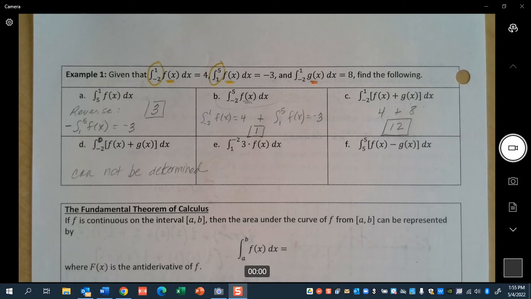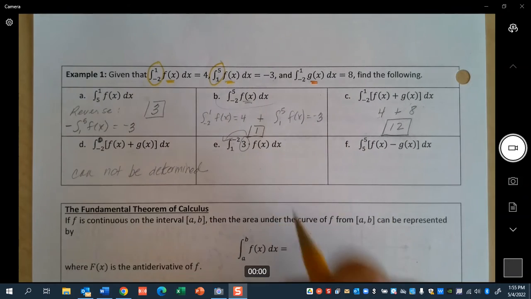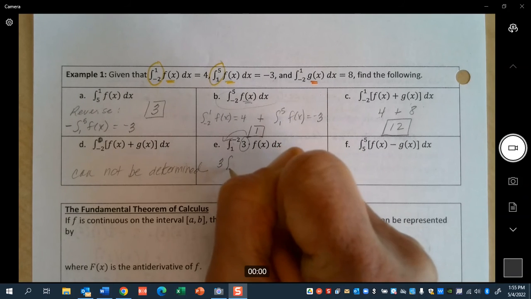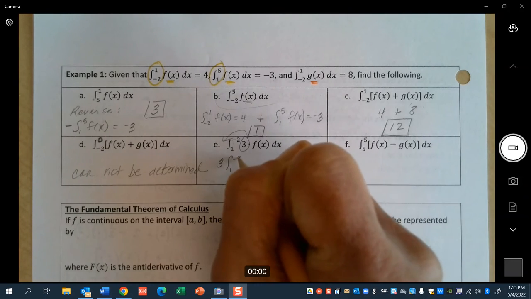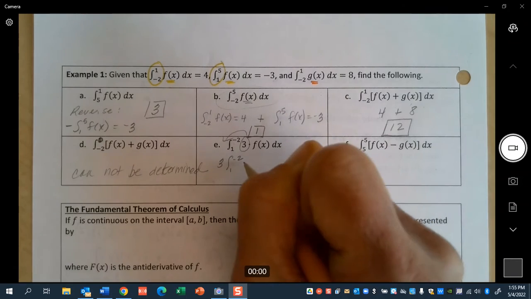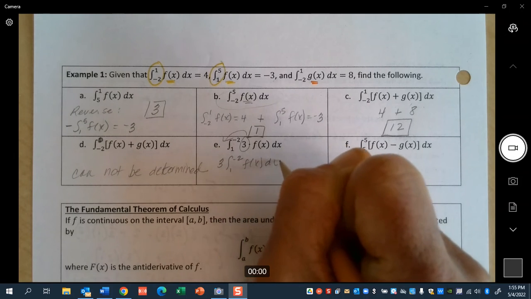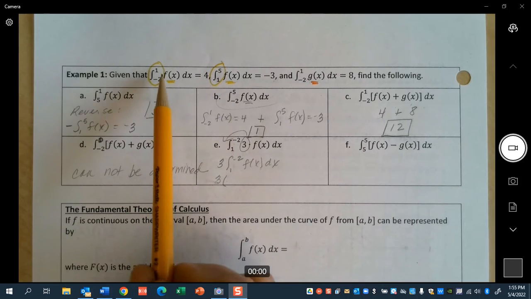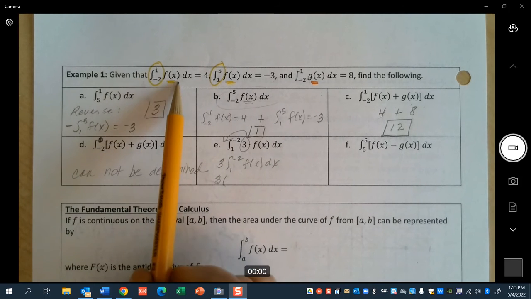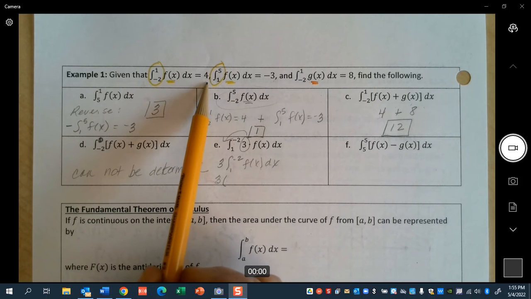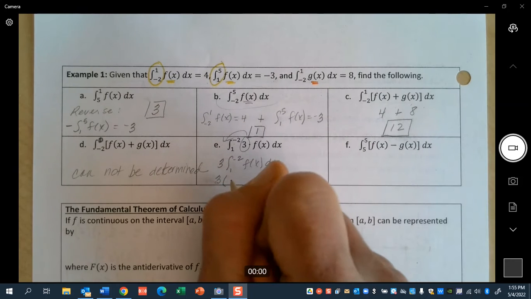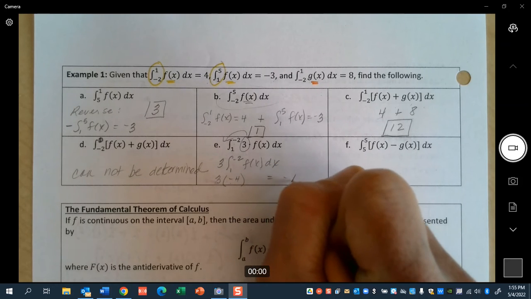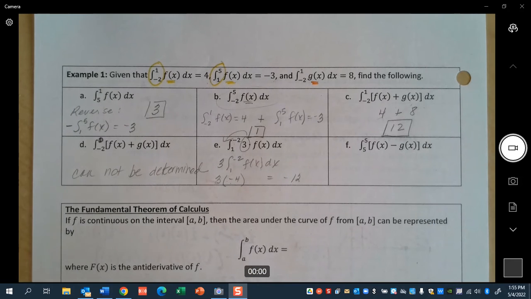What do I do with this constant? Yeah, he's going to come outside. So it's going to be 3 times the interval from 1 to -2, backwards, right, of f of x dx. So it's going to be 3 times, from -2 to 1, of f of x is positive 4. So what are we putting in here? -4. And that's our -12.